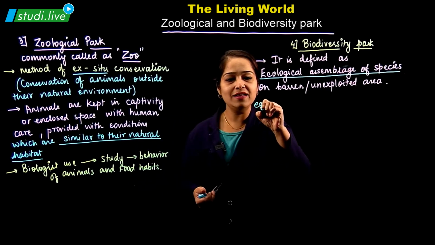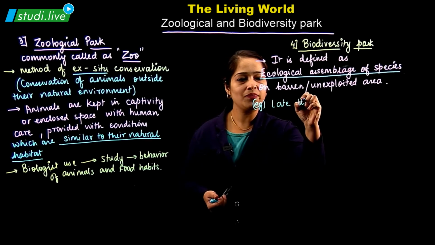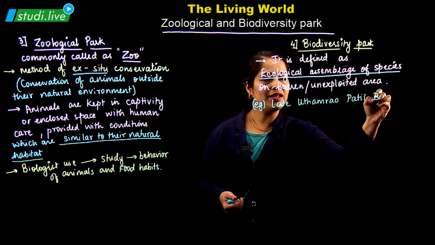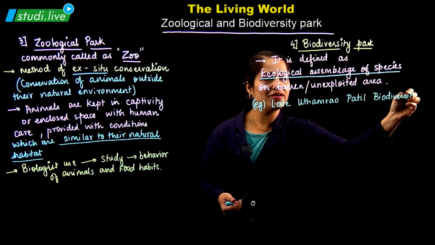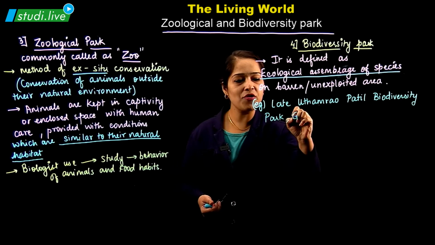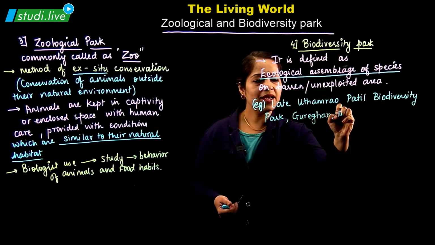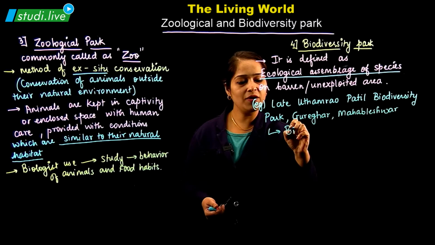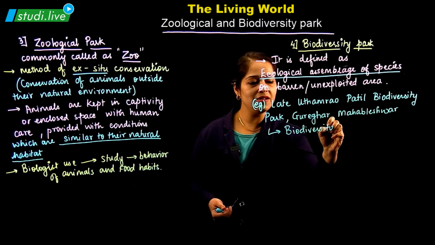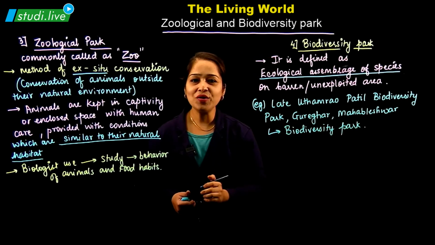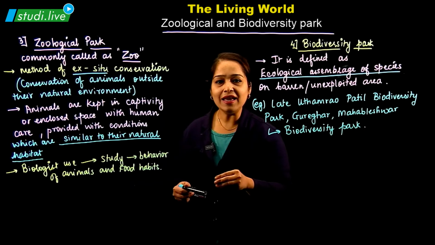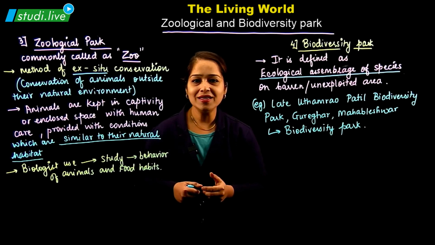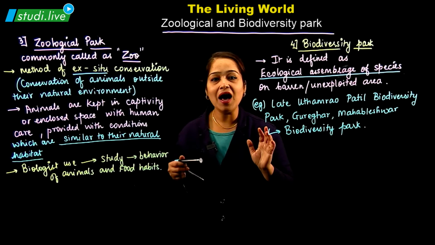The example for this is the late Uttam Rao Patil Biodiversity Park at Gureghar, Mahabaleshwar. It is a good example of such a biodiversity park, wherein we have different species of plants and animals, and care is taken that conditions are maintained so that they are fully self-sufficient for their food and water habits. So with this we can maintain our biodiversity.